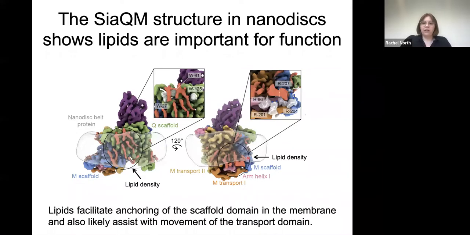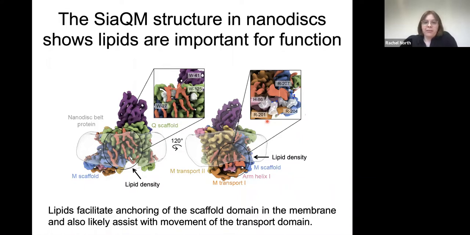Around the backside over here, we have some more lipid density. So this is 120 degrees around the other side. These lipids bind to the transport domain, which is just next to the scaffold domain over here. And this lipid density is also in an area where there's a small patch of positively charged residues. So this indicates to us that the lipid binding here is binding with a negative charge.